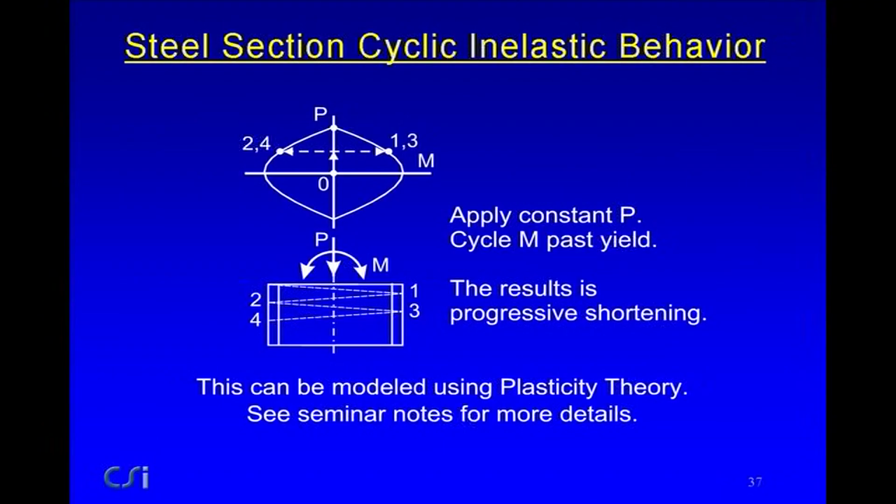There is a method for analyzing this, and it's known in academia as plasticity theory. It actually originates with the von Mises theory for yield of a steel material, and it's applied by analogy to a PM interaction surface, or a PM yield surface, for a steel column, and it works quite well. It's pretty good for steel. I can't go into it. In the notes, there's a discussion of plasticity theory you can read if you wish.